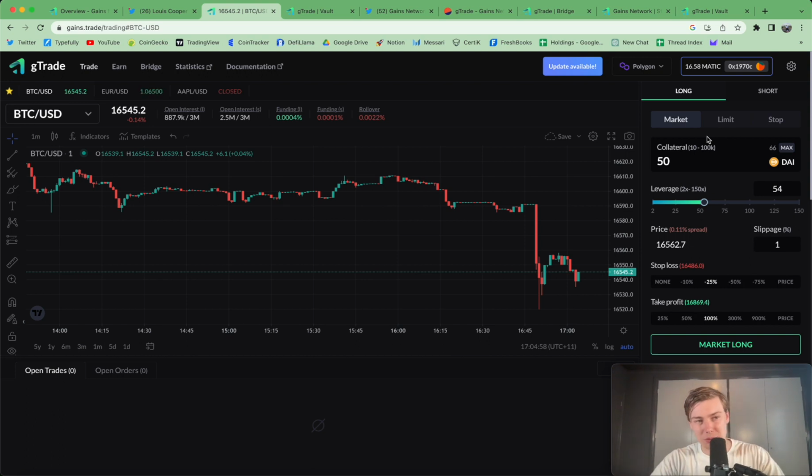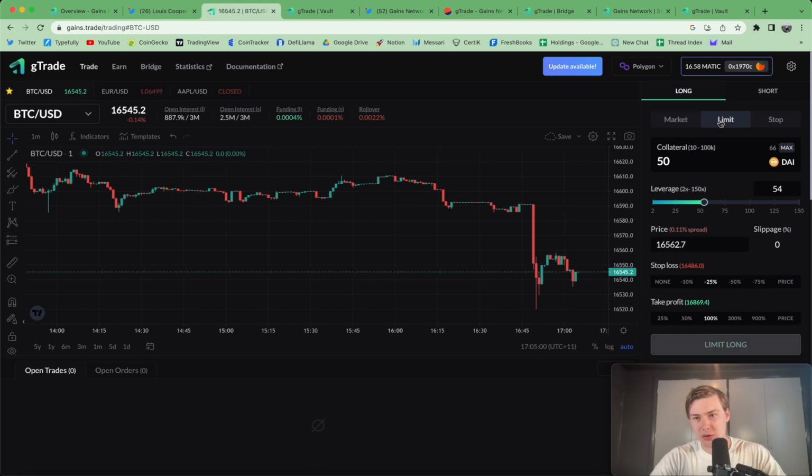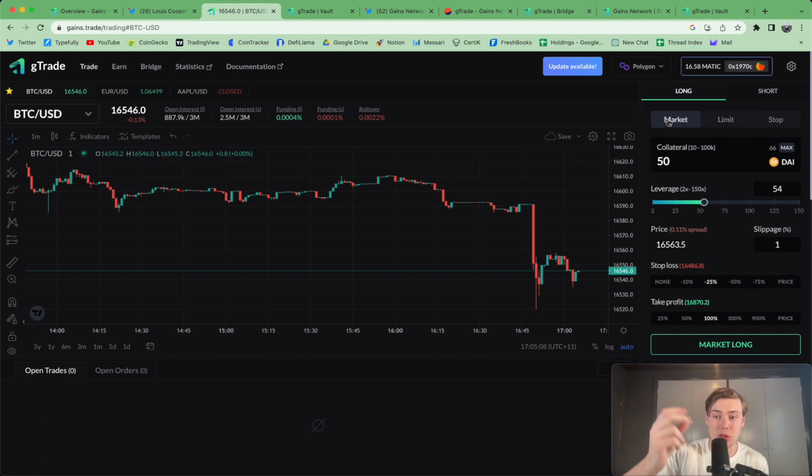So let's just give you an example here of how to set a limit order on a Bitcoin trade. If I want to set a limit order, this means I am setting an order that hasn't hit yet. A market order is an order that I want to purchase right now, so a long or a short right now. A limit order is an order that I want to set at a specific price.